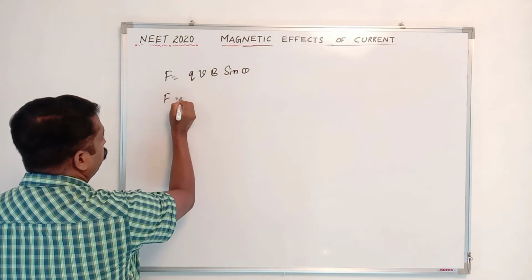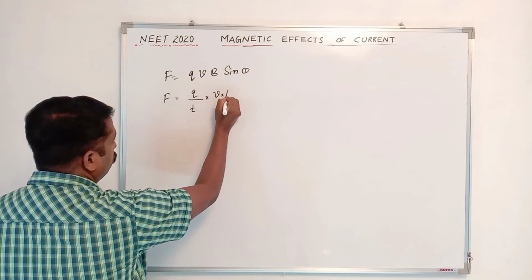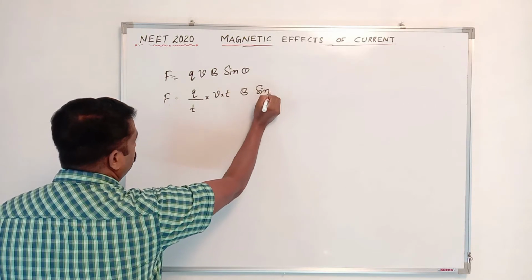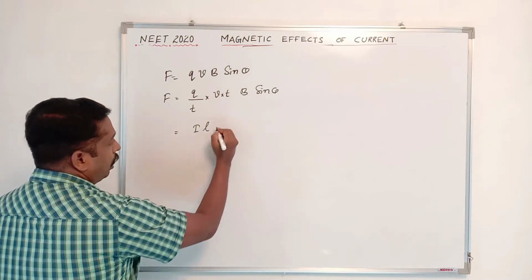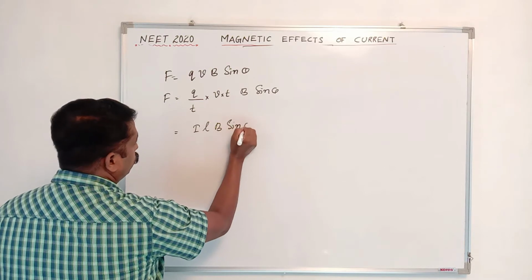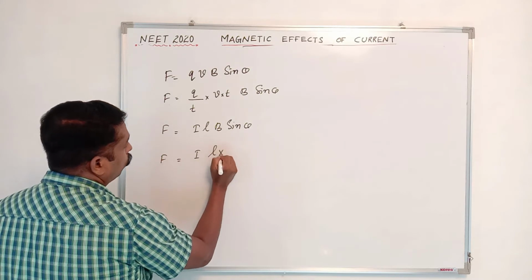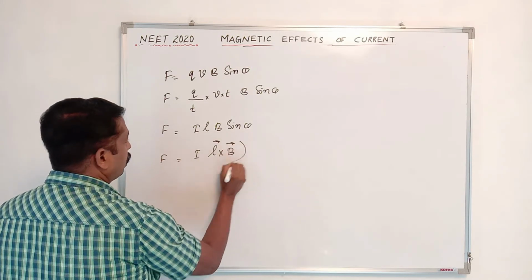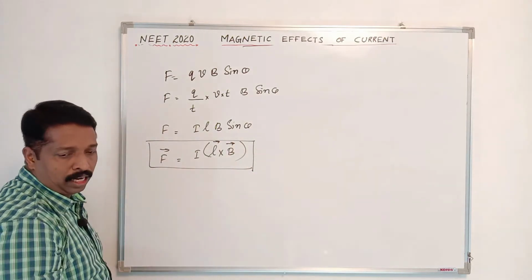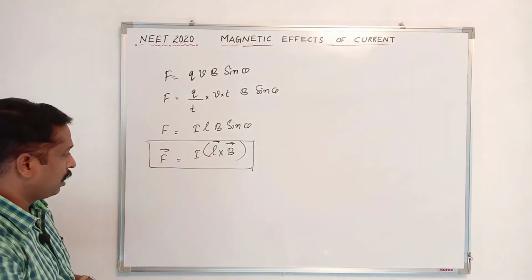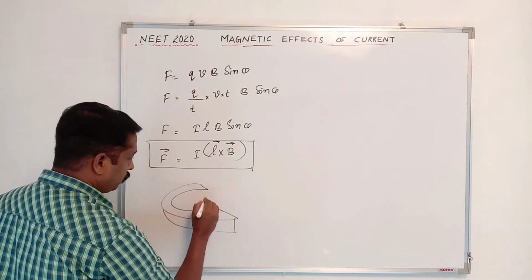Then if we take q by t, then v into t, B sin theta, that means q by t is I, v into t is length, and B sin theta. So the force is F is equal to I into L cross B, where L is the current element. So this is the vector form of force. The force acting on a current carrying conductor placed in an external magnetic field can be demonstrated by a U-shaped magnet. This is the theory.